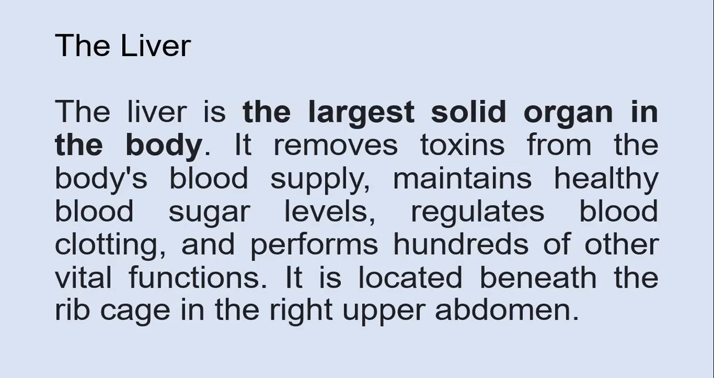Next is the liver. The liver is the largest solid organ in the body. It removes toxins from the body's blood supply, maintains healthy blood sugar levels, regulates blood clotting, and performs hundreds of other vital functions. It is located beneath the rib cage in the right upper abdomen.